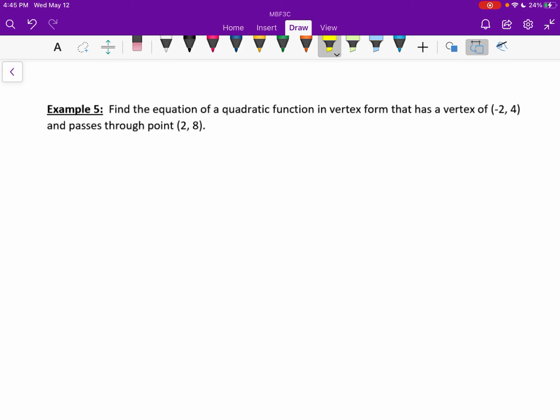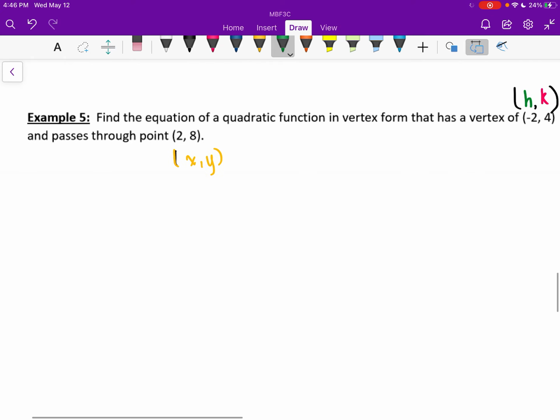So let's just go right down. Here's our h value. Here's our k value. Right? And then here are our x and y values. Right, so let's just go in and put in what we have and work with that. So we have h equal to negative 2, k equal to positive 4, x equal to 2, and y equal to 8.